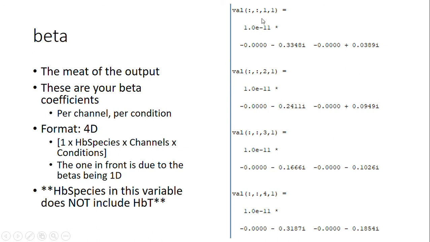So here we're looking at all rows, all columns, channel 1 condition 1. Here's channel 2 condition 1, channel 3 condition 1. And also keep in mind that, if you see, there's actually only 2 columns here. HBT, or the total hemoglobin, is not included on this. So that's a special note. The second dimension here is actually only going to be 2, not 3.